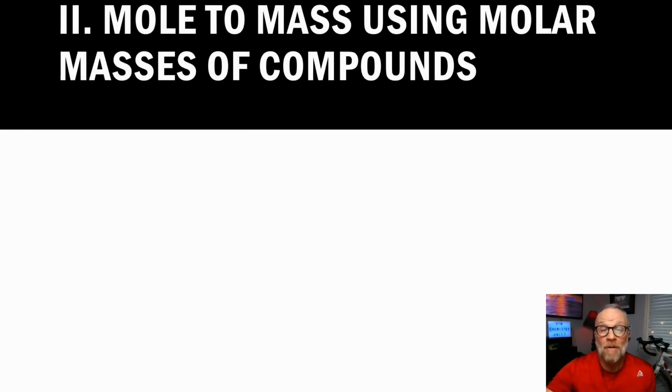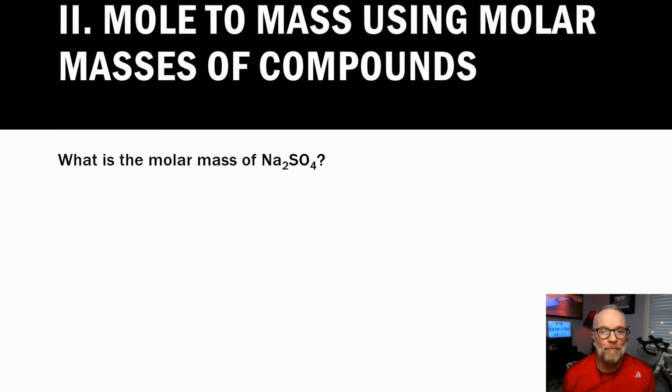Mole to mass using molar masses of compounds. Okay. So first we're going to just do molar masses, and this is fun, and an essential skill. So what if it was not just an individual element that we are dealing with, but a whole chemical compound, in this case an ionic compound of sodium sulfate. So let's do that. We have sodium, we have sulfur, and oxygen in our compound. And a chemical compound is not only a ratio of atoms, but it's a ratio of moles as well.